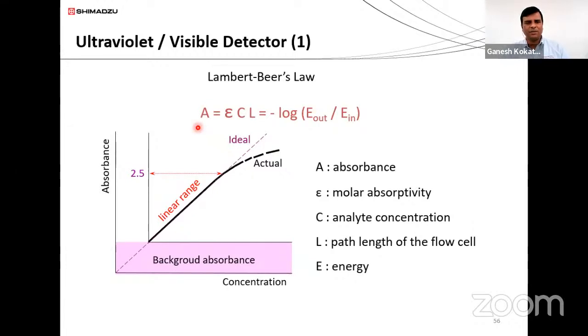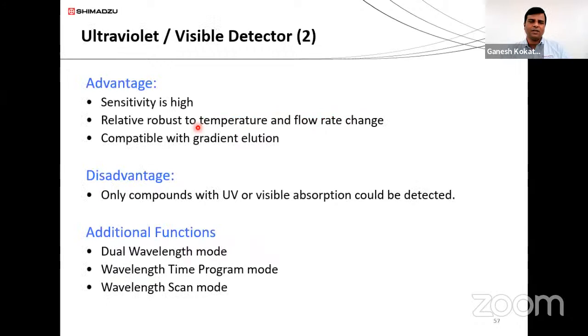On the principle of this Lambert-Beer's law, UV visible acts as a detector. Now, what are the advantages and what are the disadvantages of the detector? You are going to say disadvantage? Yes, it has only one disadvantage, but obviously it is more sensitive compared to any other detector. If you compare PDA and UV, obviously UV is more sensitive.